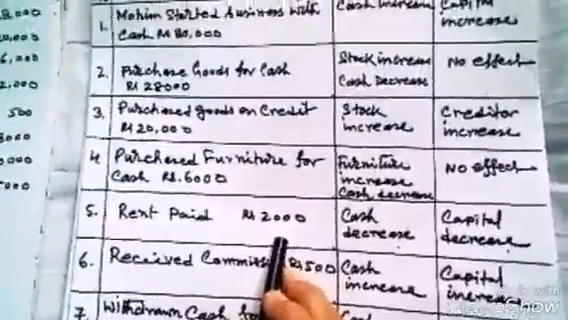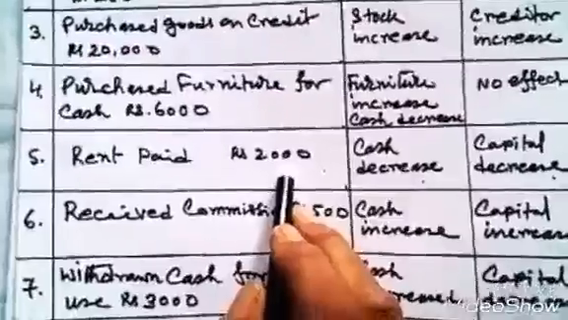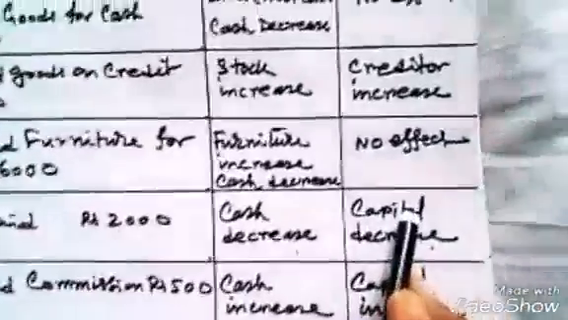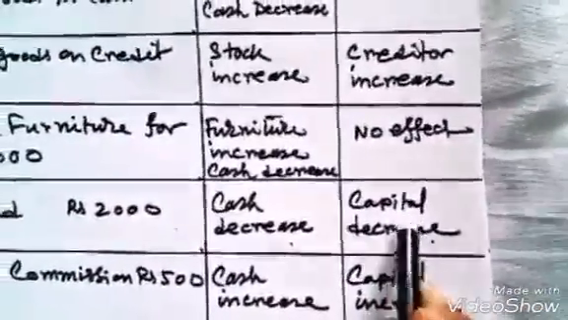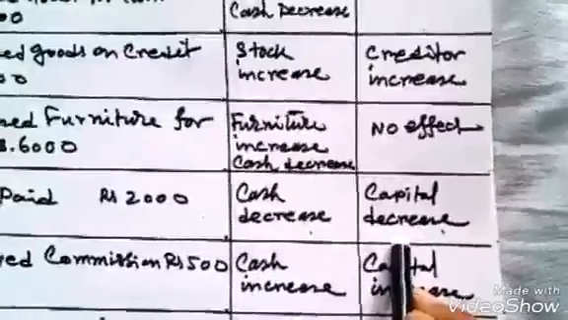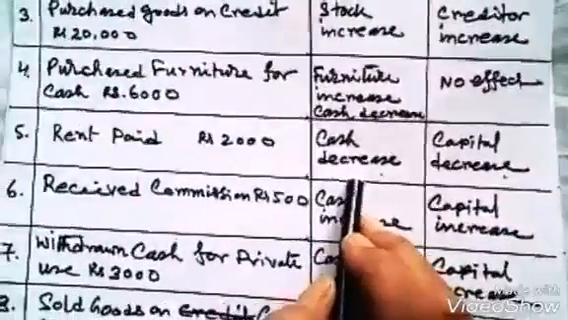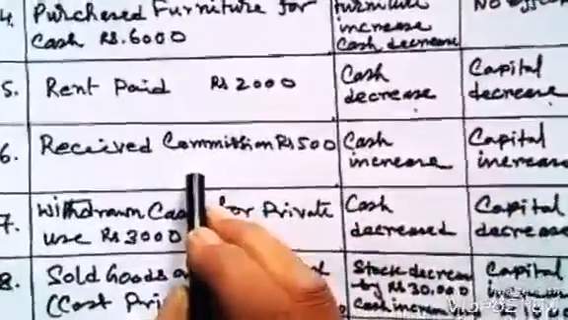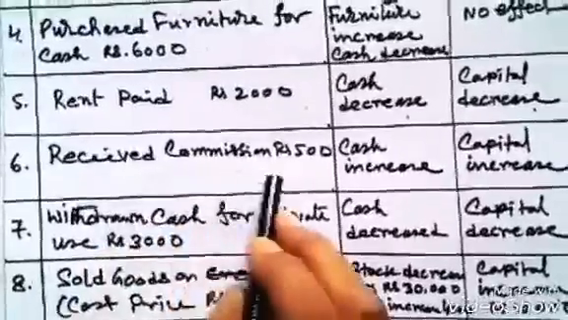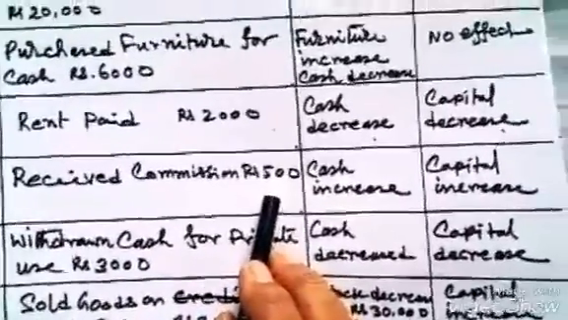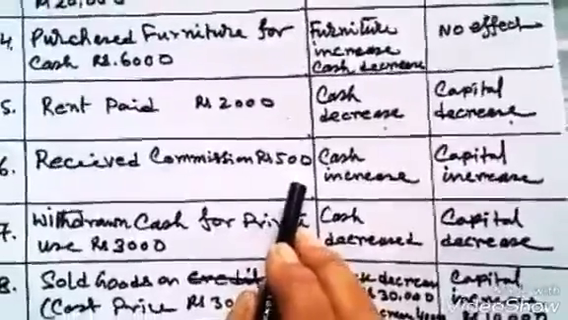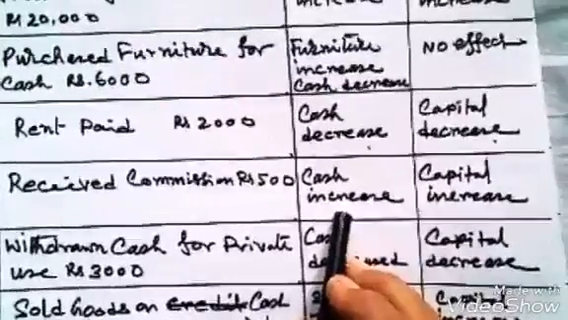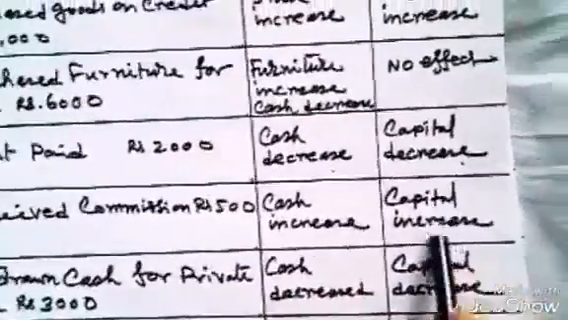Now serial number 5, the transaction is rent paid for rupees 2,000. When any payment or expenditure is made, it decreases the capital. So capital decreases, and on the asset side it also decreases your cash. Now transaction number 6, that is received commission rupees 500. With this transaction, cash increases, cash coming to the business, and it is an income, so it increases the capital.